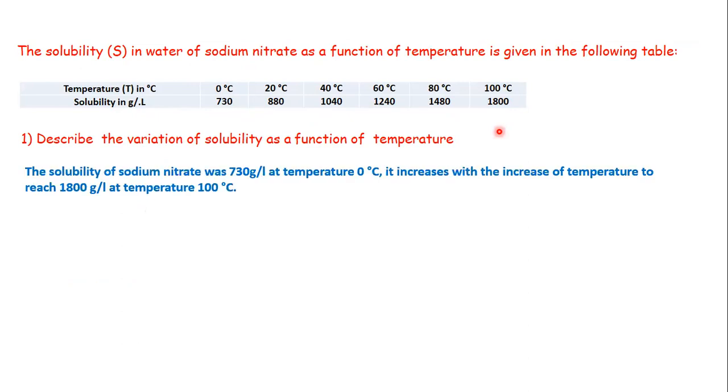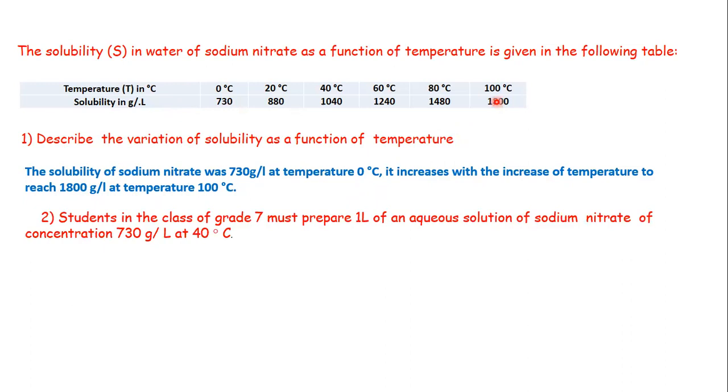The solubility of sodium nitrate was 730 grams per liter at temperature 0 degrees. It increases with the increase of temperature to reach 1800 grams per liter at temperature 100 degrees Celsius.